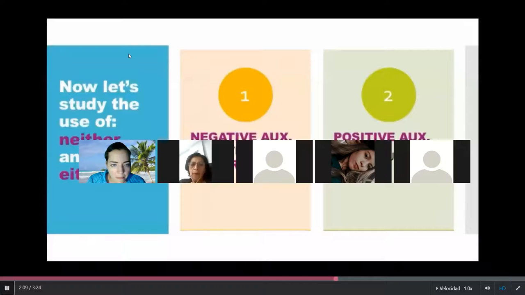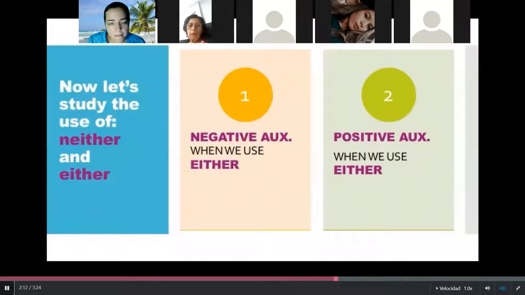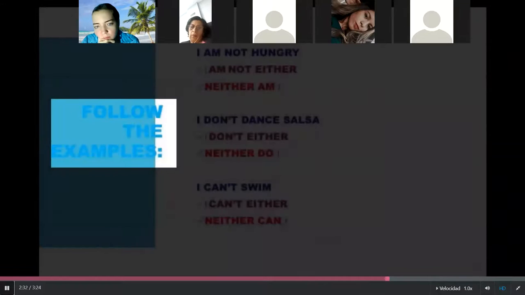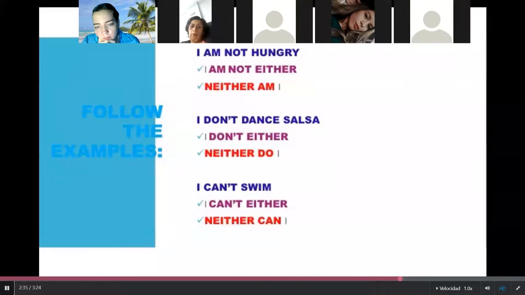Now let's study the use of neither and either, to show agreement with negative statements. When do we use neither and either? Talking about or referring to disagreements, something that is negative, okay? We also use the auxiliary verb of the short answer of the statement. Pay attention to the following. We use the negative auxiliary when we use either, and the positive auxiliary with neither. Follow the examples. I am not hungry. I am not either. Neither am I.